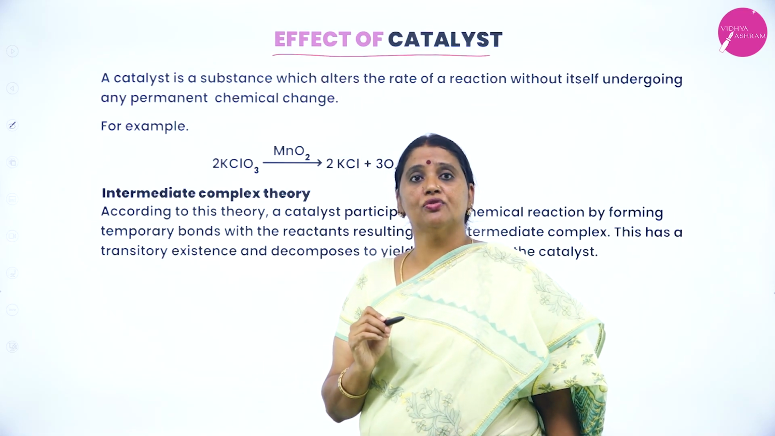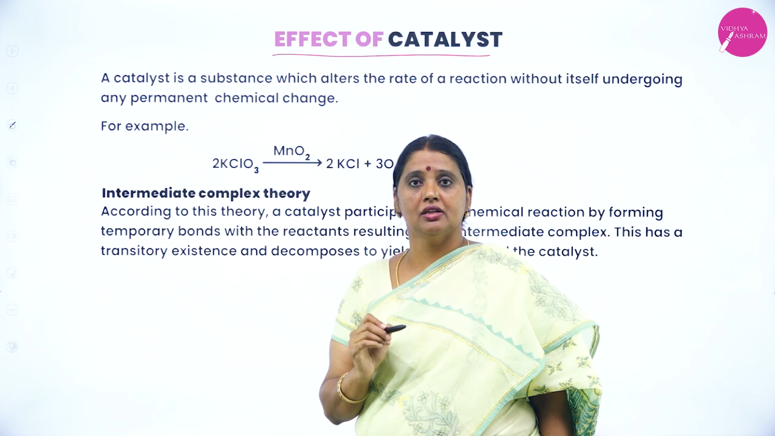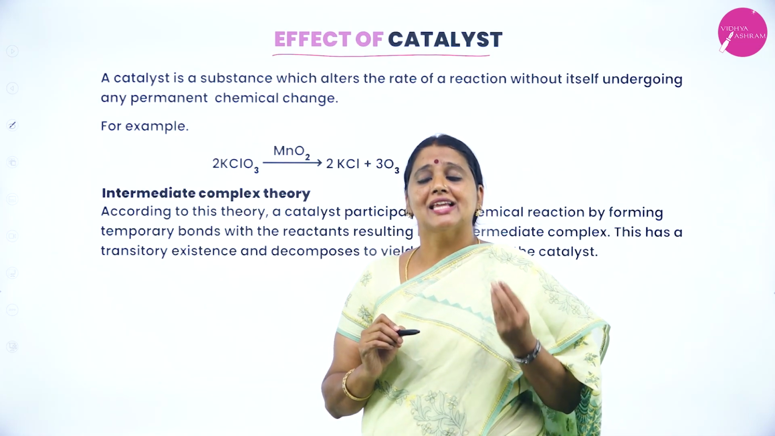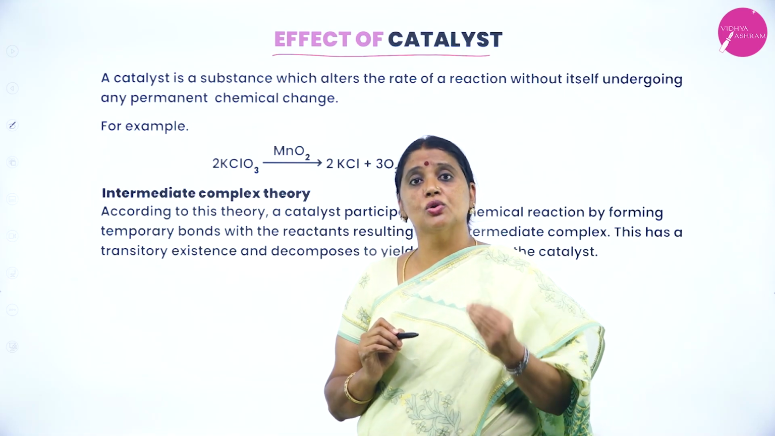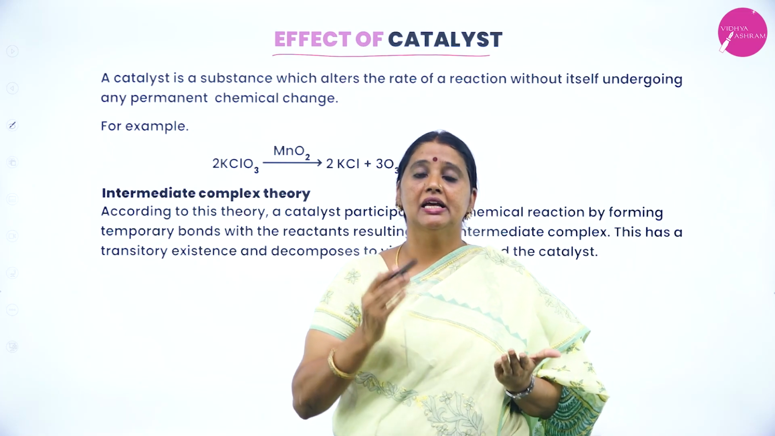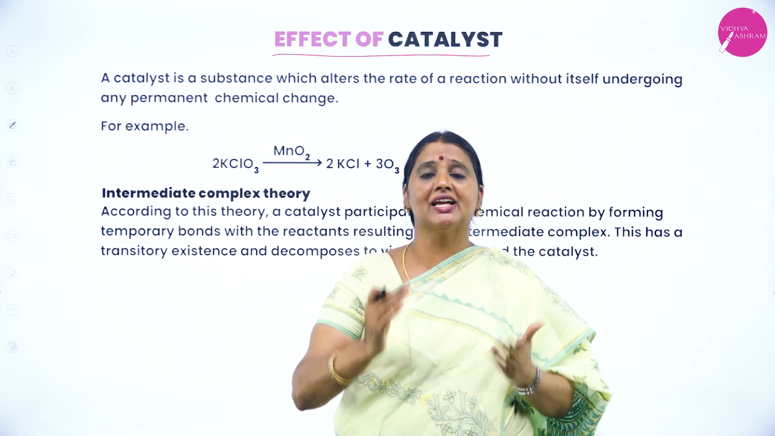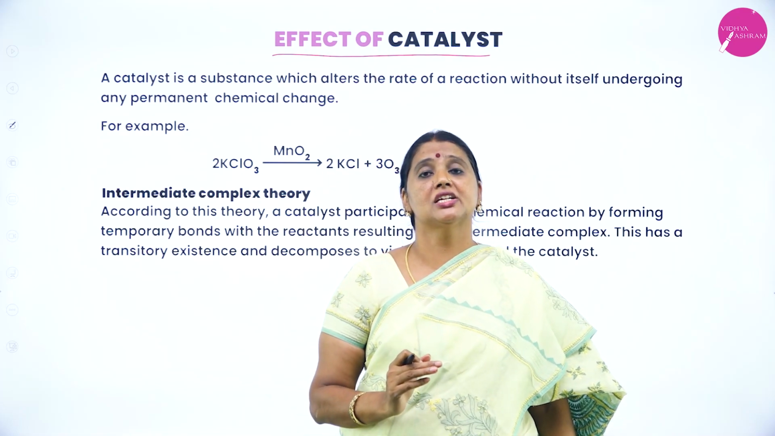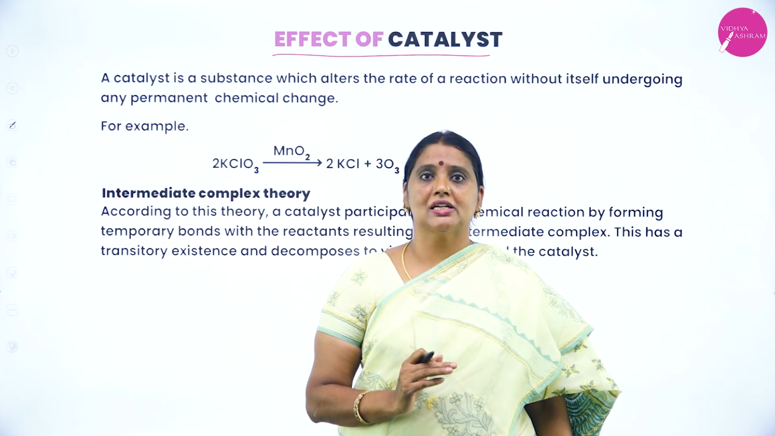Effect of catalyst on the rate of reaction. What is the effect of catalyst on the rate of reaction? Before that, I will define what is catalyst. Catalyst is a substance which is used to alter the rate of the reaction, whether it increases or decreases. If it increases the rate of the reaction, it is called a positive catalyst. If it decreases the rate of reaction, it is called a negative catalyst.